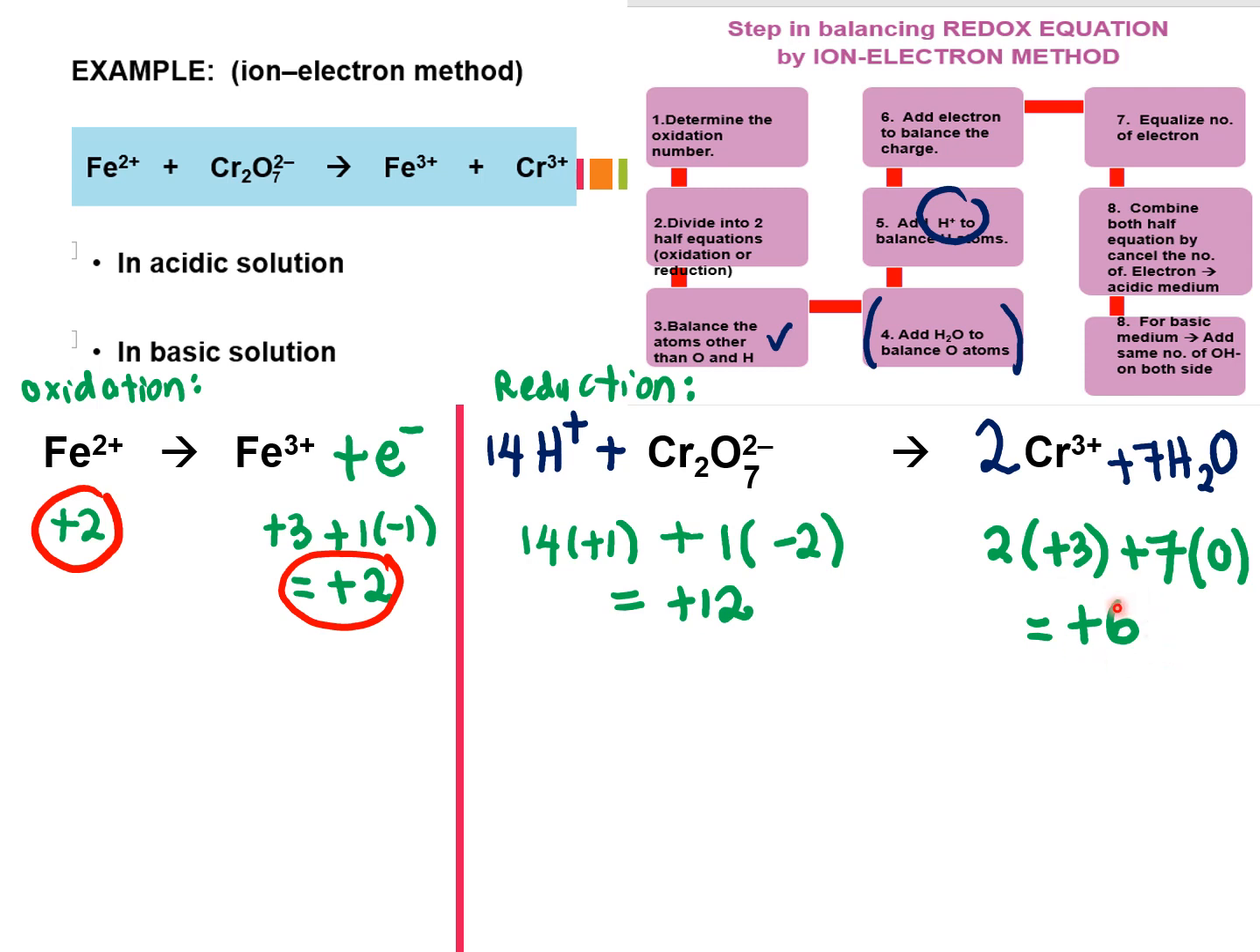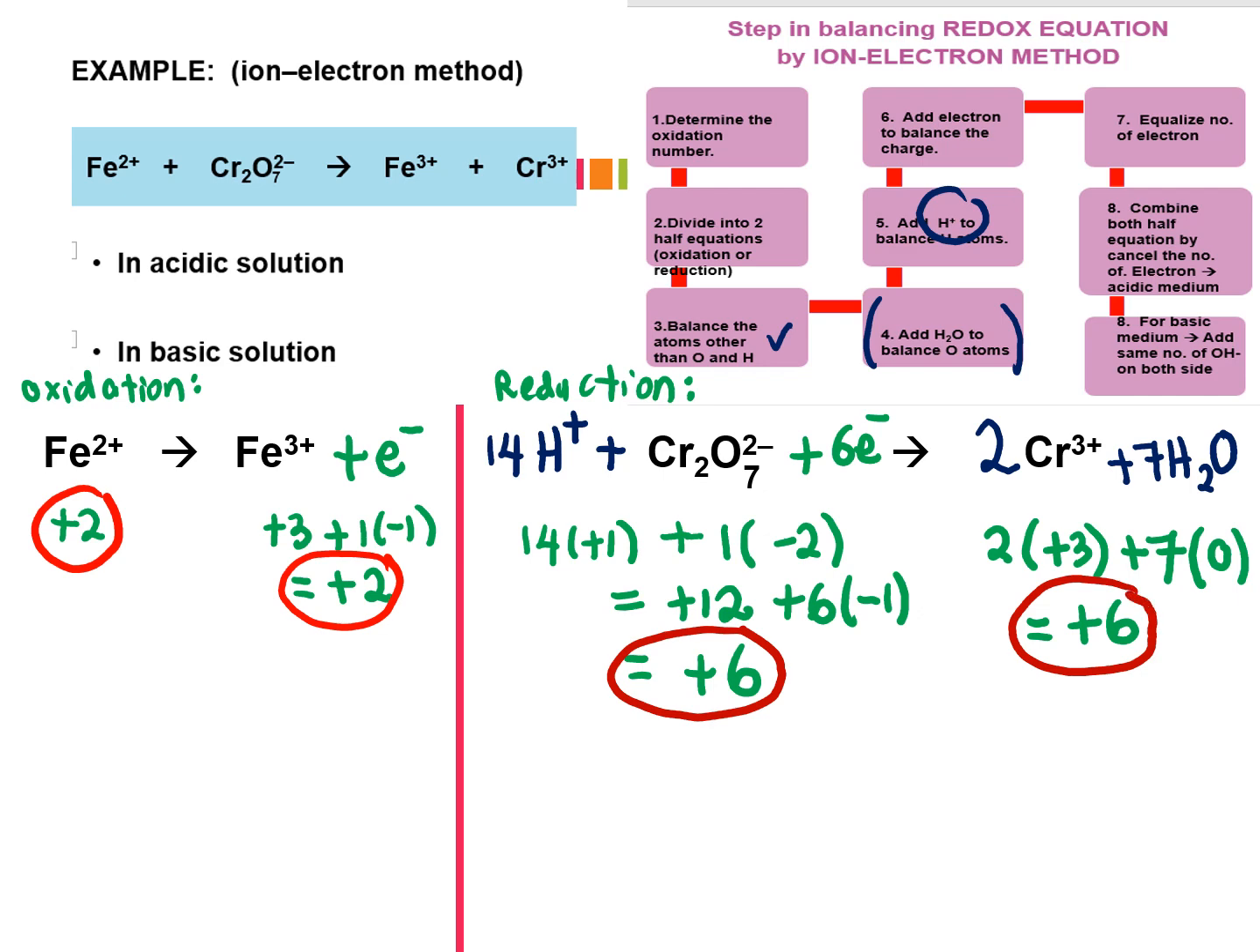So how to balance it? We add electrons to balance the charge. So how many electrons are added? We add 6 electrons on the left side, so that when we add 6 electrons, 6 multiplied by negative 1. Why? Because each electron carries negative 1 charge. So, total positive 6 charge. So we get positive 6 on the left side, positive 6 on the right side too. So, settle step number 6.